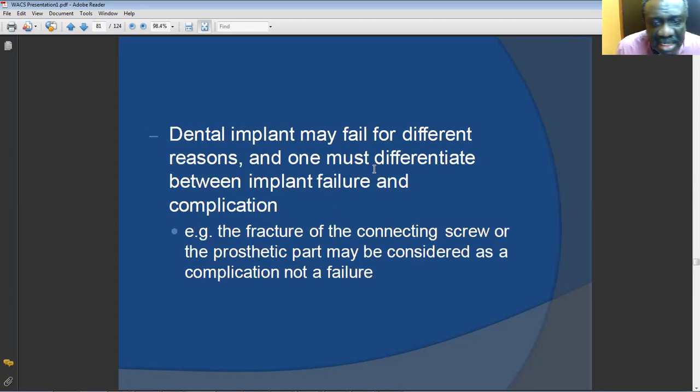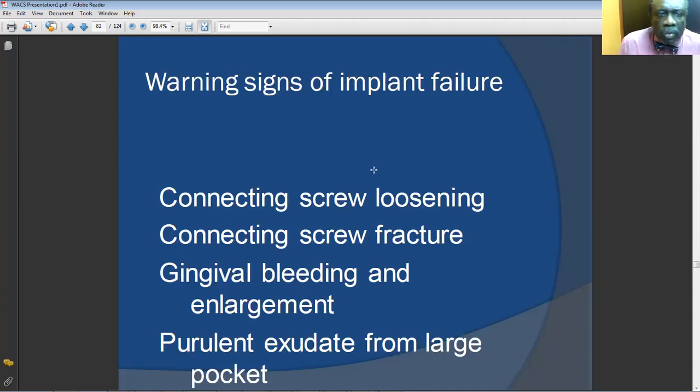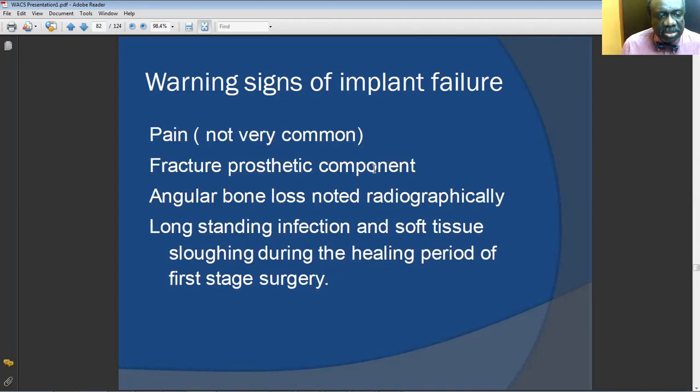Now, dental implants may fail for different reasons, and one must differentiate between failure of implant and complication. And I've told you about failure of implant earlier on in this lecture. The fracture of the connecting screw or the prosthetic part may be considered as complication and not failure. And then the warning signs for implant failure include connecting screw loosening, connecting screw fracture, gingival bleeding and enlargement, purulent exudate from enlarged pocket, and so on and so forth.